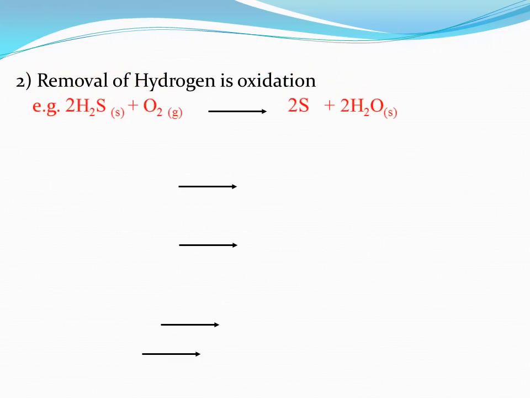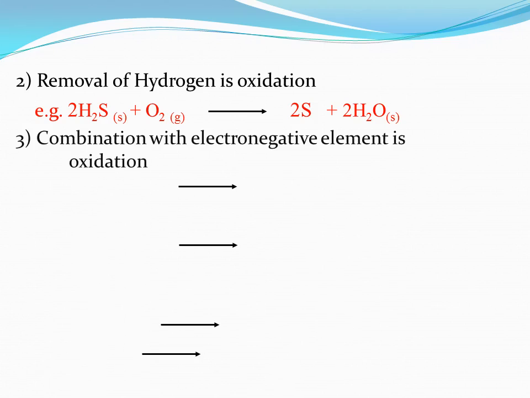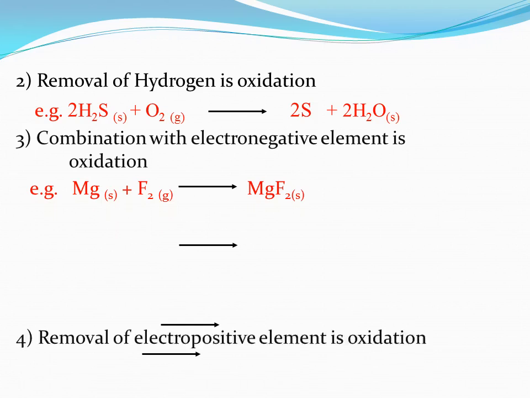Second definition, removal of hydrogen is also oxidation. Example, 2H2S plus O2 gives 2H2O plus 2S. Third definition, combination with an electronegative element is also oxidation. Example, magnesium plus F2 produces magnesium fluoride. In this example, electronegative element fluorine is combined with magnesium.